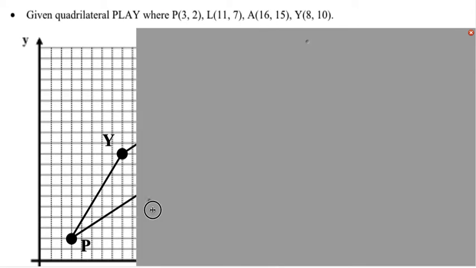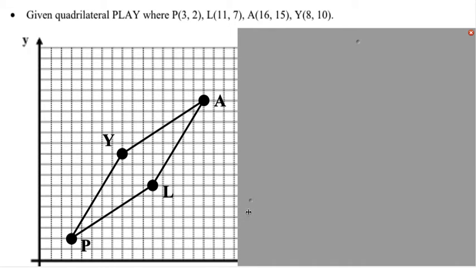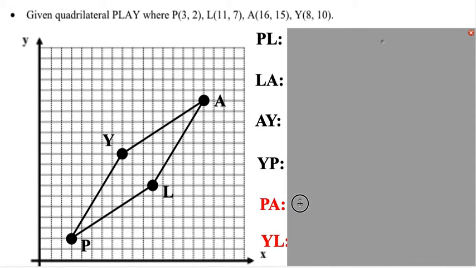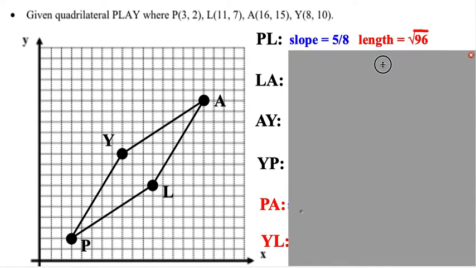And classify this next quadrilateral, starting with graphing it. So when we graph it, we end up with a shape that looks like that. This helps us figure out what the sides are as well as what the diagonals are. And once we figure out what the sides and the diagonals are, so the sides are PL, LA, AY, and YP, diagonals are PA and YL, then we can go ahead and perform the same calculations we did before.